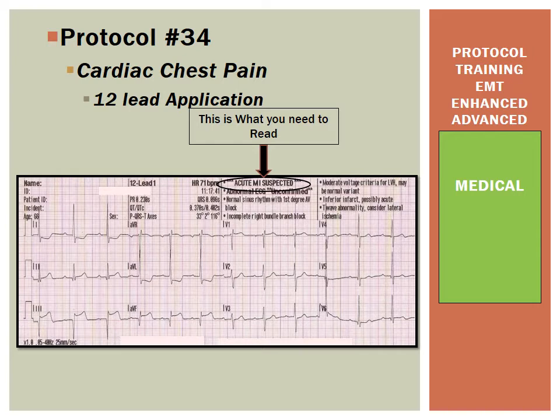This right here is what you need to read in your 12 lead. You don't need to worry about anything else, just acute MI suspected or normal ECG unconfirmed or normal sinus rhythm, whatever it states, but your big red flags are acute MI.